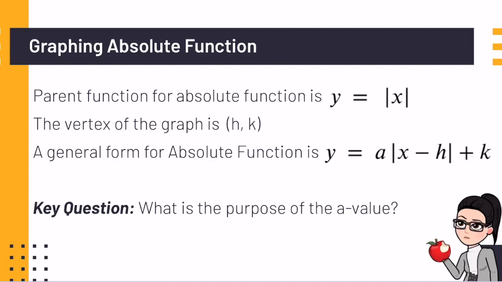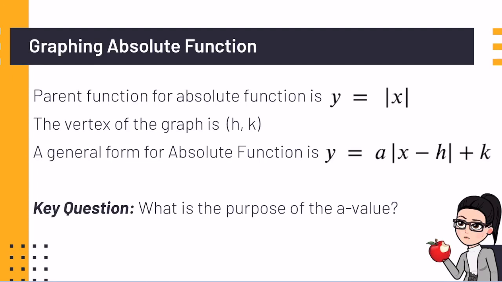In this video, we will be going over how to graph absolute functions. Recall that the parent function of an absolute function is y equals the absolute value of x. And the vertex of the graph is very similar to the vertex of the standard form for a quadratic function, which is (h, k). And the general form for the absolute function is y equals a times the absolute value of x minus h, plus k.